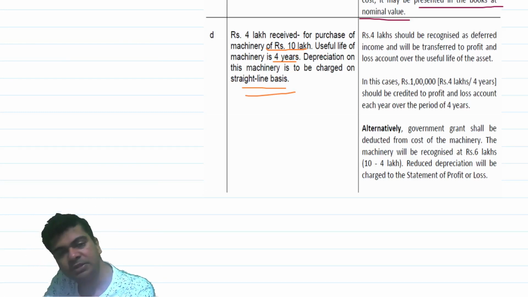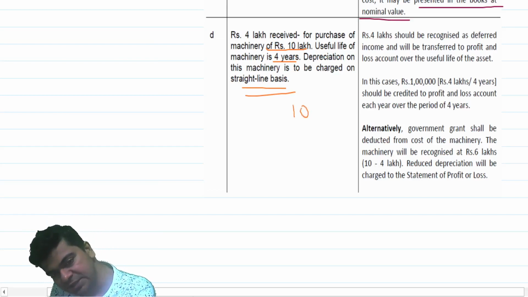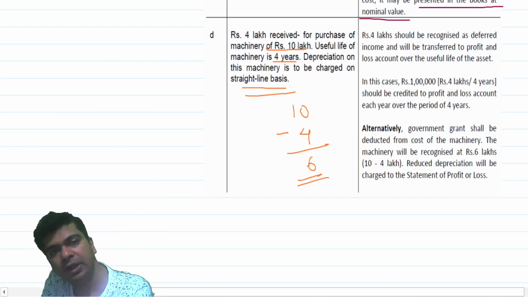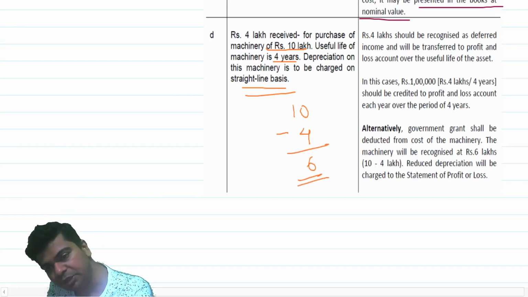The second alternative is that the cost of the machine is 10 lakhs. I am getting a grant of 4 lakhs. I deduct that. I record the machinery in my books at 6 lakhs. And then on 6 lakhs, I will charge the depreciation.